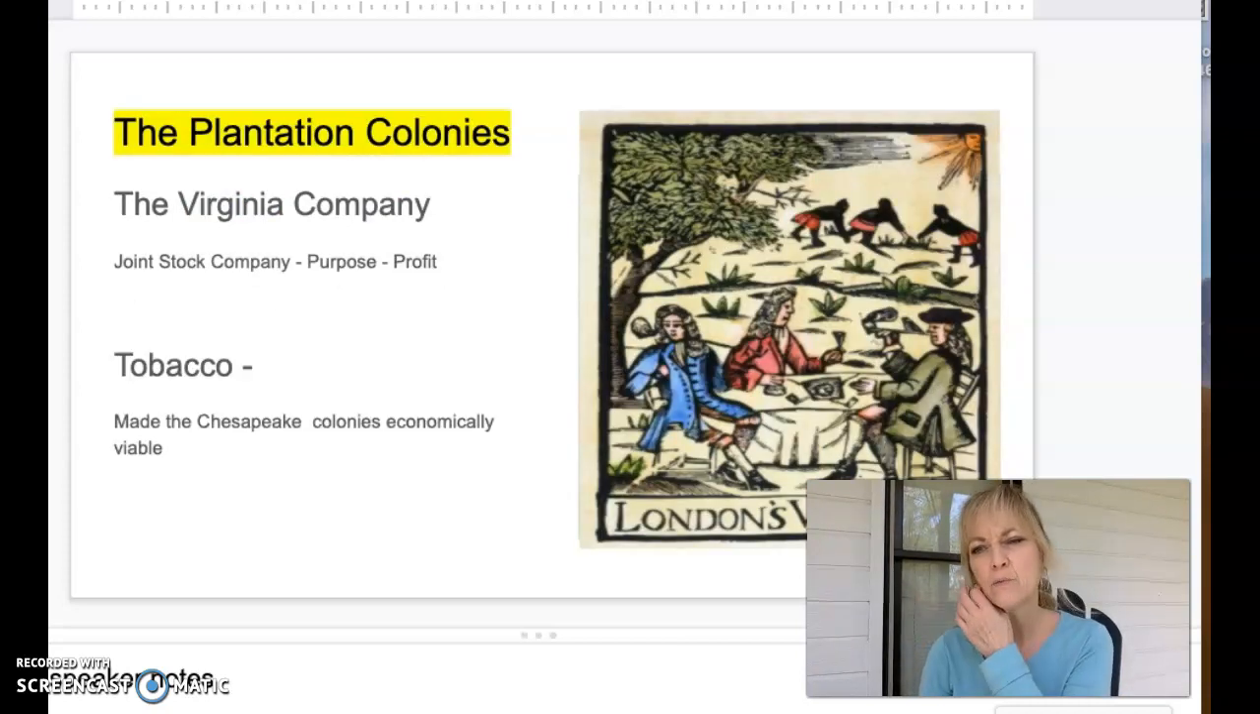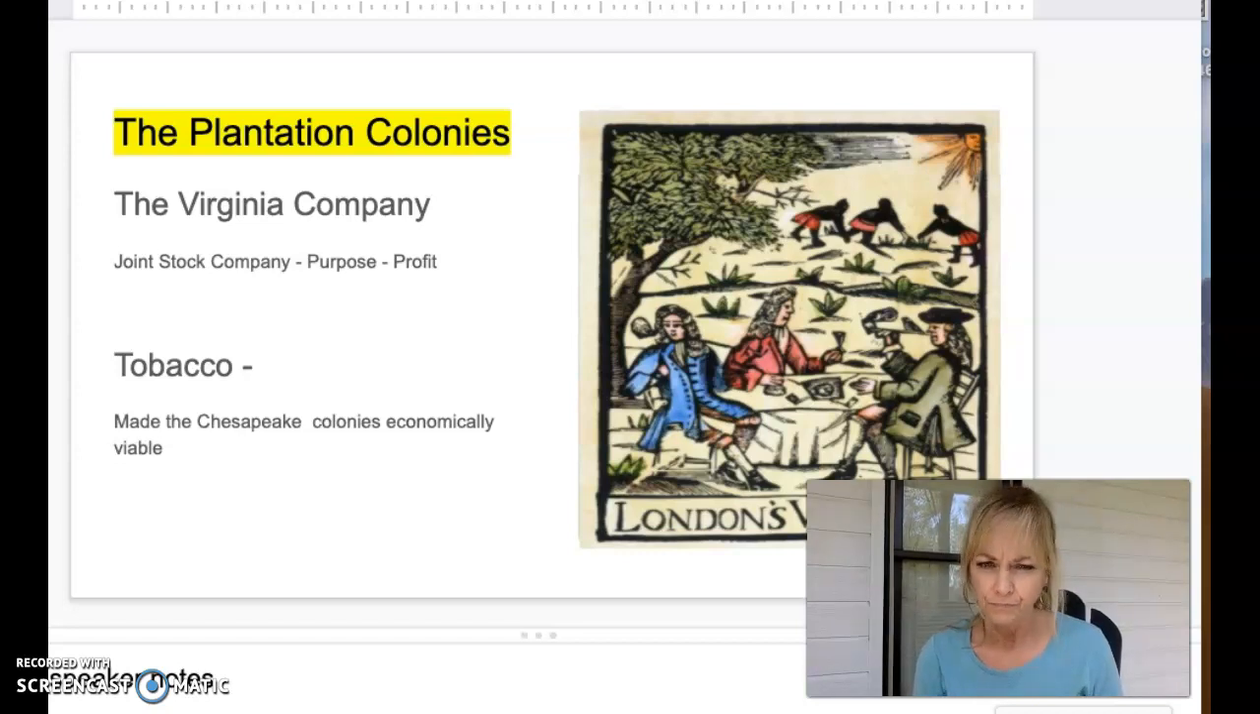Okay, we spent a lot of time in class talking about the differences between the southern colonies and the New England colonies, and then of course you have the middle colonies. So I would make sure that you go back and know the differences between those. But let's start with the plantation colonies, which we're talking about the Chesapeake area. I hope you remember the two colonies that were considered Chesapeake colonies. Wait for it. Yes, Maryland, right, and Virginia.